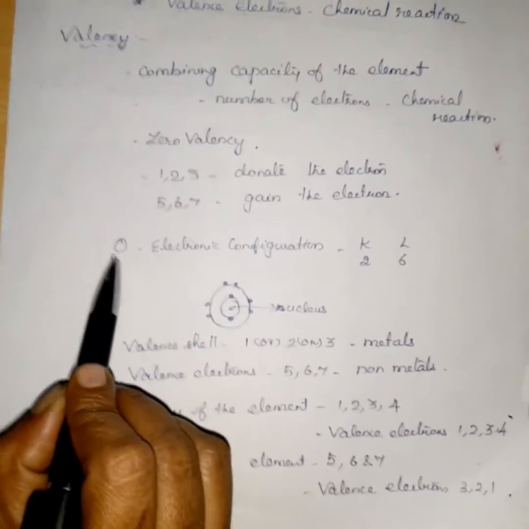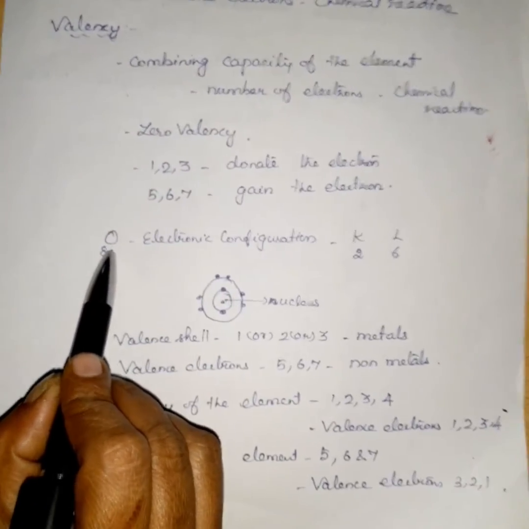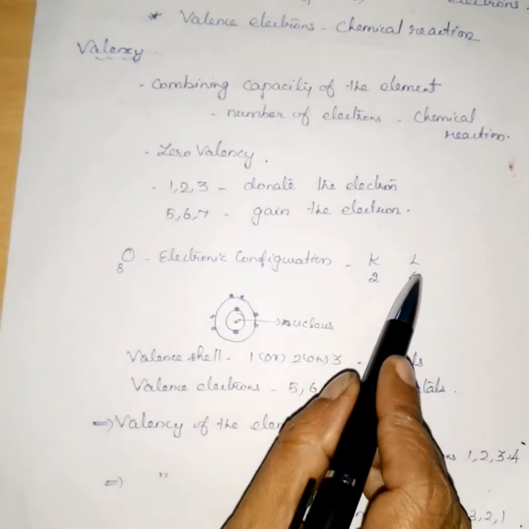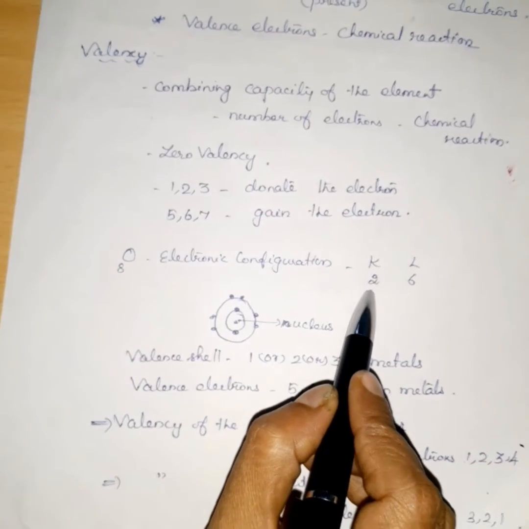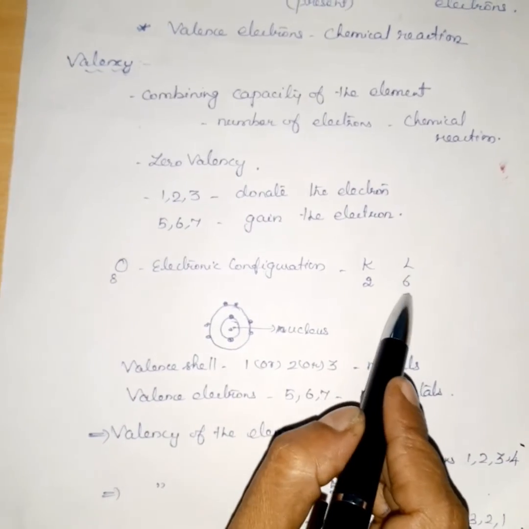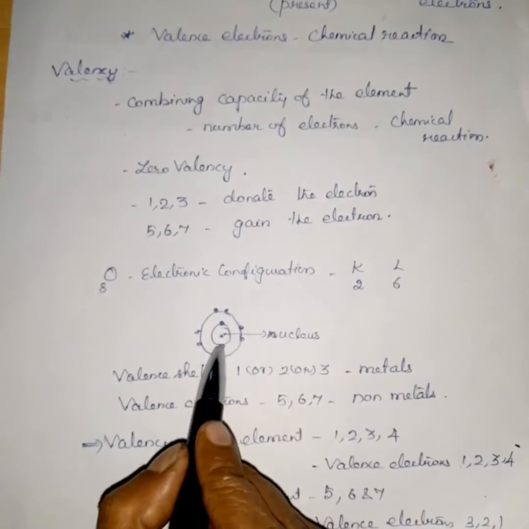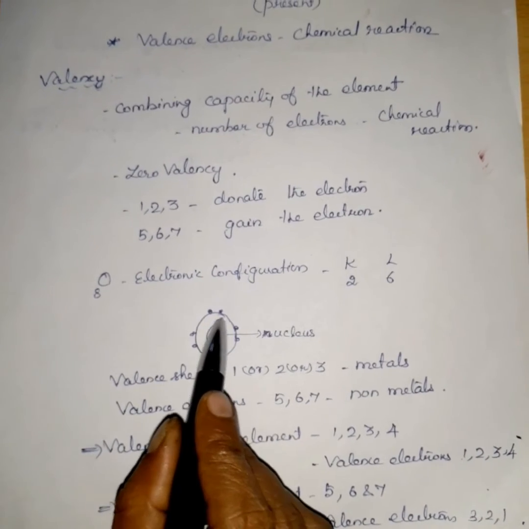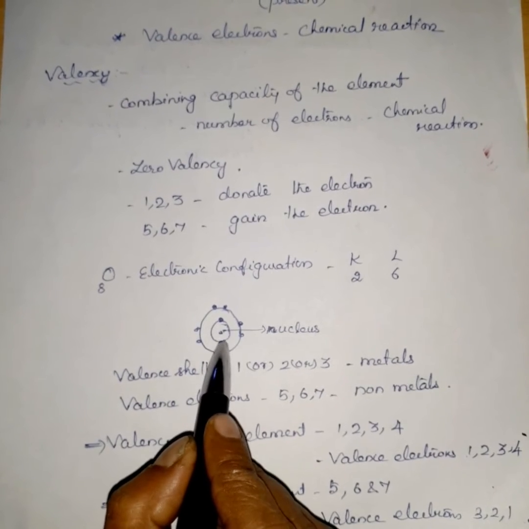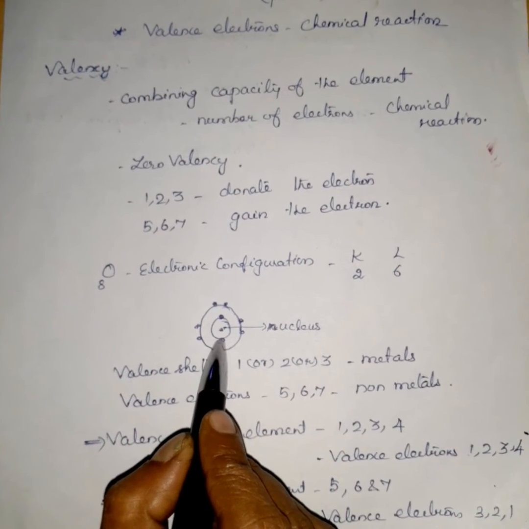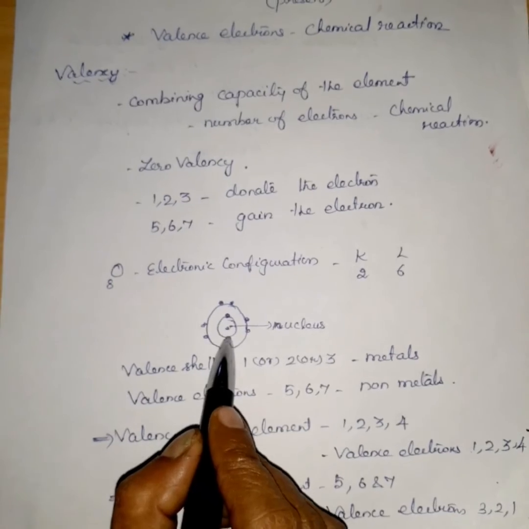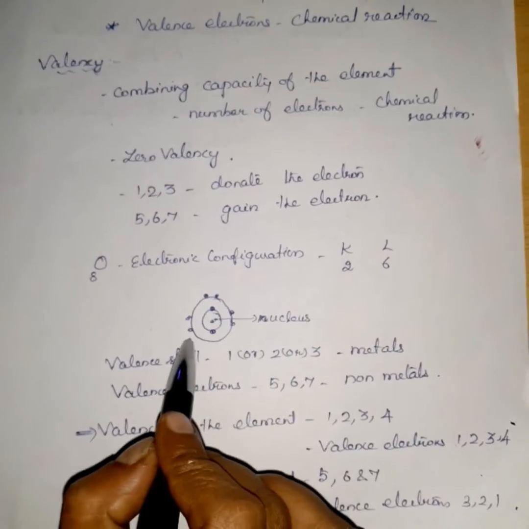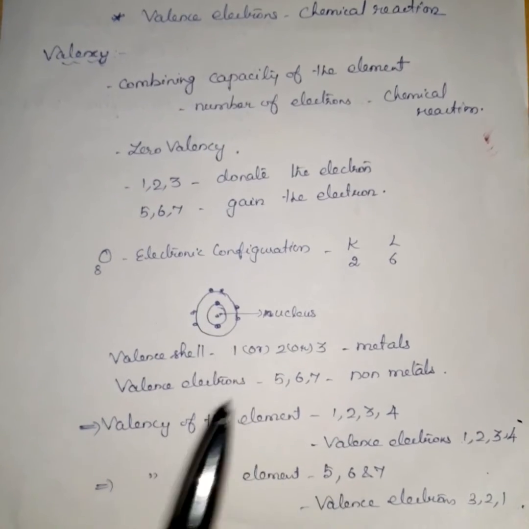Now consider the oxygen atom. Oxygen has atomic number 8. How do you write the electronic configuration in the K shell and L shell? The K shell consists of 2 electrons and the L shell consists of 6 electrons. Here is the nucleus, the first shell is the K shell and the second shell is the L shell.